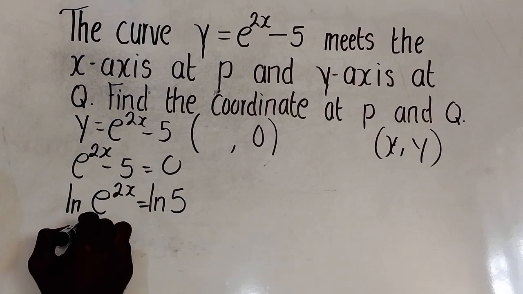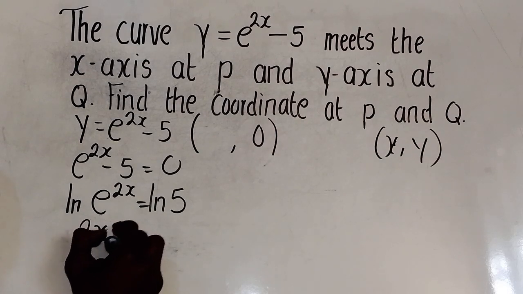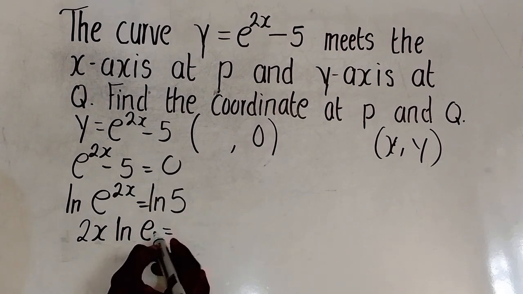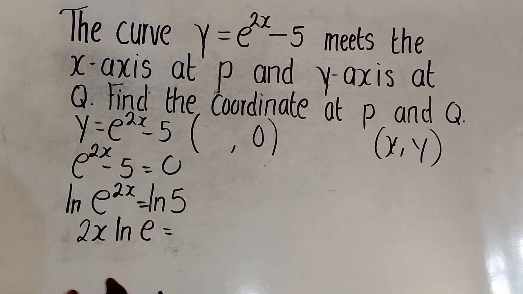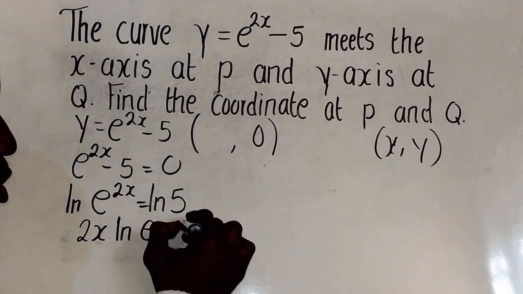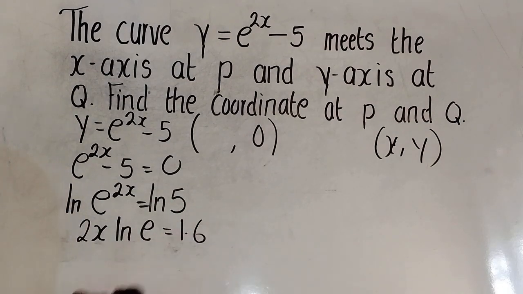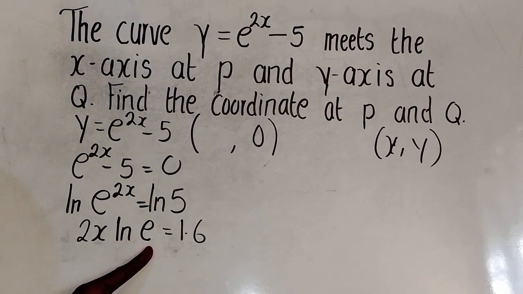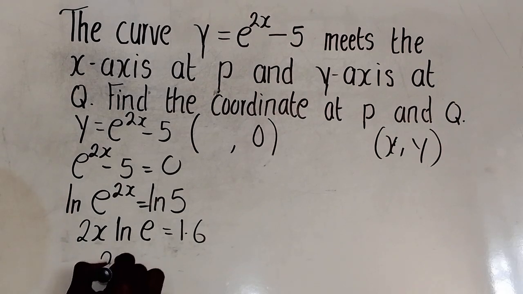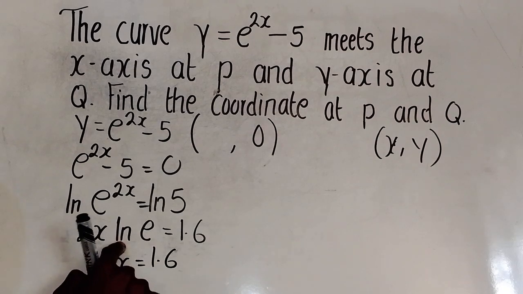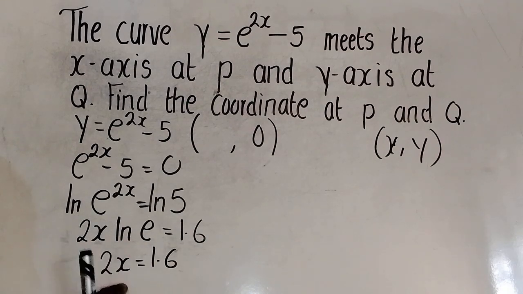So it will be like this: 2x times the natural log of e equals the natural log of 5. You get your calculator and press natural log of 5, which will give you 1.6. Now, what is the natural log of e? It is always 1. So I'm just remaining with 2x equals 1.6, because here there is 1, and 1 times this one is the same.